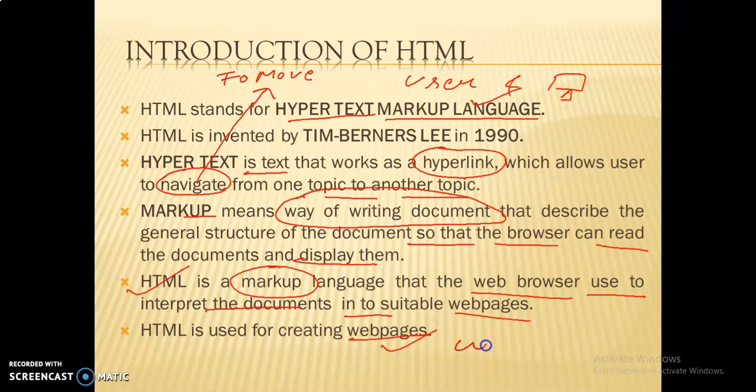That is the question, why are we using HTML? Because HTML is used for creating web pages, or you can say for creating websites, because a website is a collection of web pages. Clear? And HTML was developed, or you can say invented, by Tim Berners-Lee in 1990.